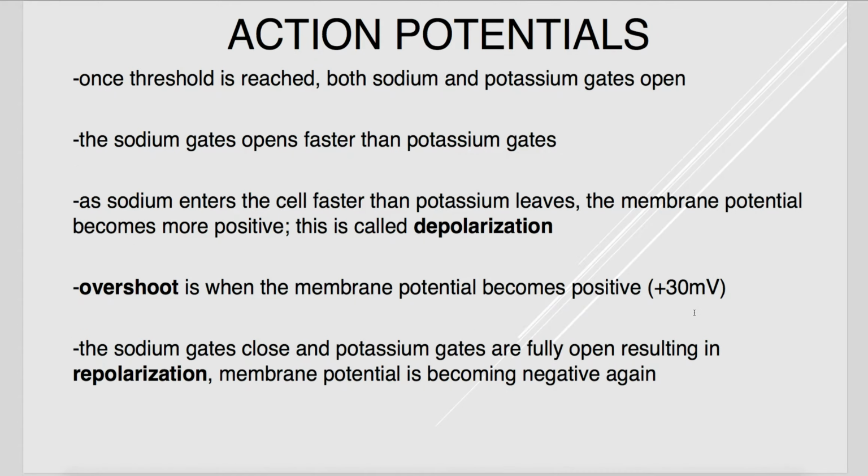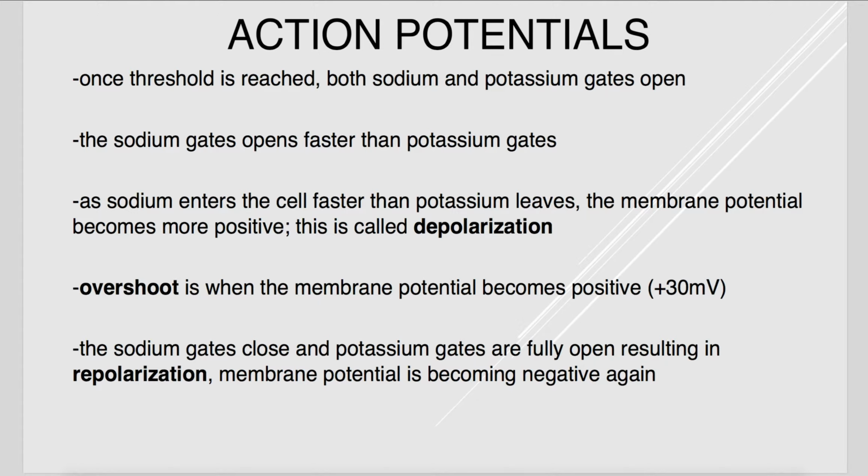So let's talk about how this actually happens. So we reach threshold. So we've gone from negative 70 millivolts to about negative 55 millivolts. And as soon as we reach threshold, both sodium and potassium gates open. Okay. However, sodium gates open faster than the potassium gates.